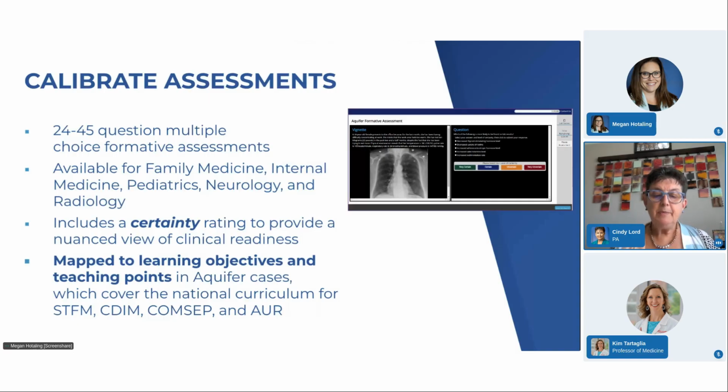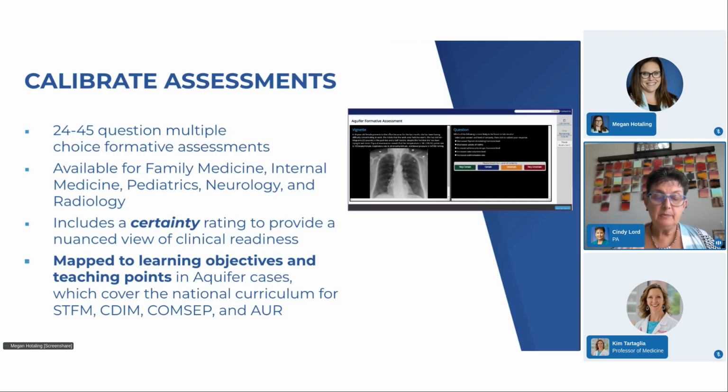So what type of Calibrate assessments are available today? Well, we currently have 5 different assessments. We have internal medicine. There's 41 total questions, of which 36 are scored. Family Med has 45 questions with 40 being scored. Peds has 37 with 32 being scored. Radiology has 24 questions with 19 being scored. And neurology has 20 total questions and 13 are scored.